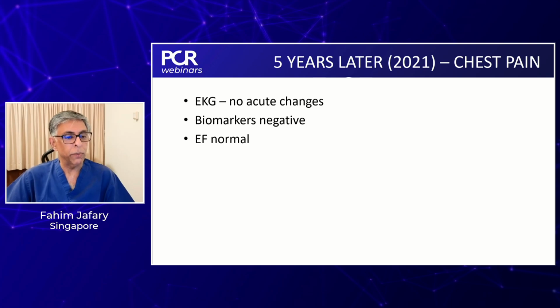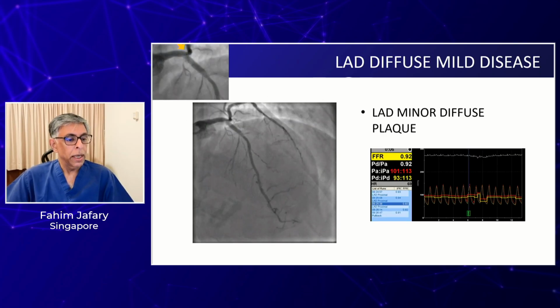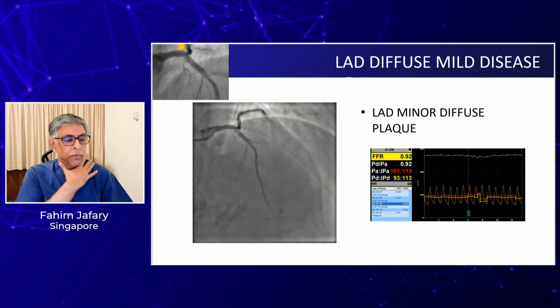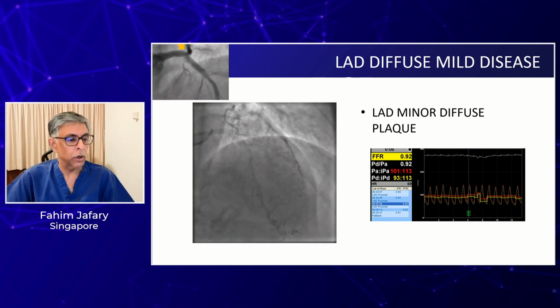And in 2021, he shows up with chest pain, which was in the intermediate probability range. Some typical features, some atypical features. EKG, no acute changes. Biomarkers negative. Ejection fraction normal. And we went ahead and took a look. And the LAD, you can see, has minor diffuse disease. And just out of interest, we put a pressure wire, and it's all good.